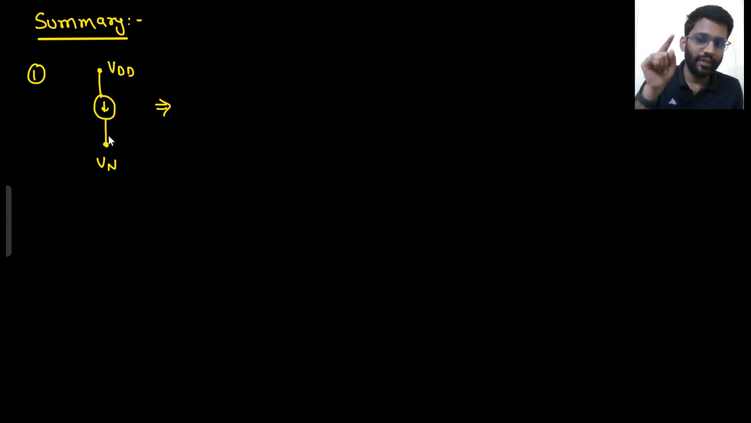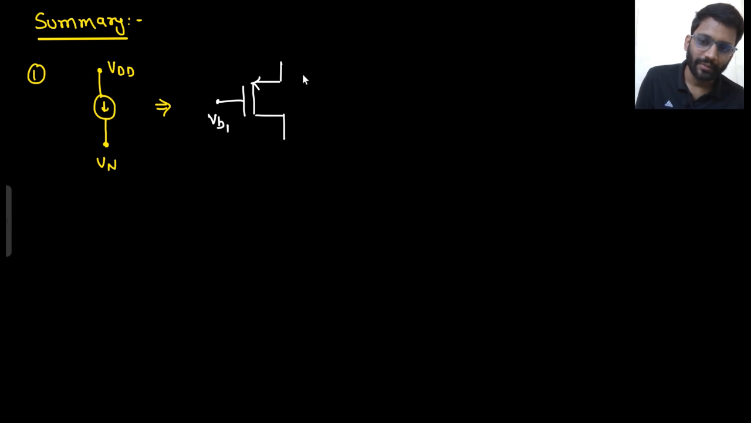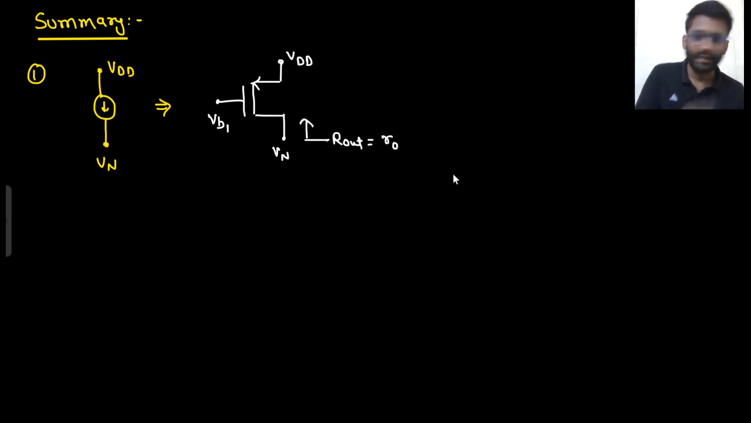Now let's write down the summary. If you are going from VDD to a node, if you are going from top to a node, that means you will use PMOS. So what are the other ways? First way we saw by using a simple MOSFET. So what was the output impedance here? The output impedance was simply R0. This was your VDD and this was your VN. So the impedance here was R0 only.